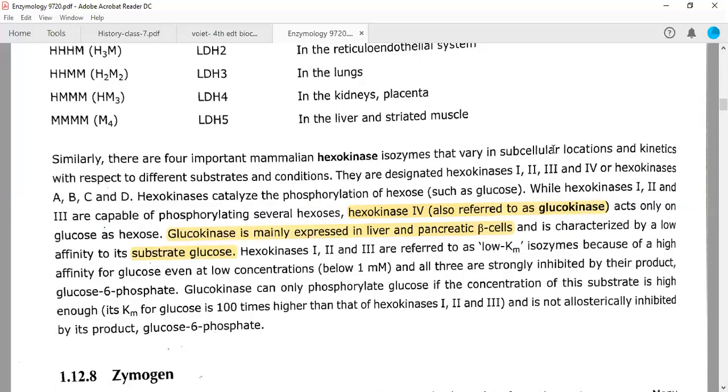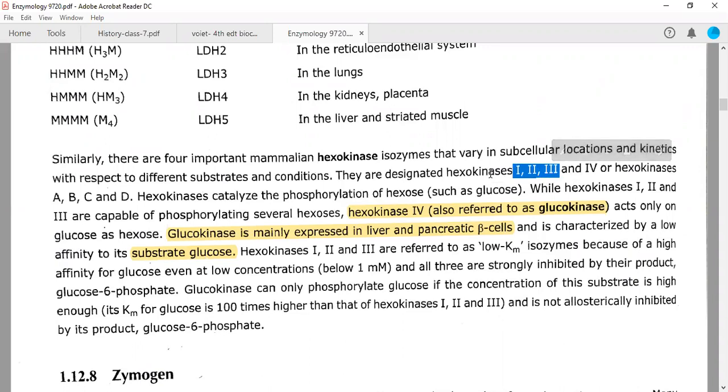Now remember, these three hexokinases, 1, 2 and 3, have high affinity for their substrates. And remember, whenever there is high affinity, it will also have some consequences. If something has a benefit, it will also have a drawback. Obviously they will be inhibited by their product. So what is the product?